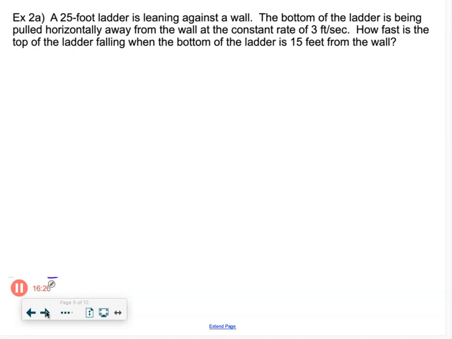All right. A 25-foot ladder is leaning against the wall. The bottom of the ladder is being pulled horizontally away from the wall at a constant rate of 3 feet per second. How fast is the top of the ladder falling when the bottom of the ladder is 15 feet from the wall? Personally, when I draw these, I draw a picture. I just draw the wall and the ground, and then I draw a ladder.